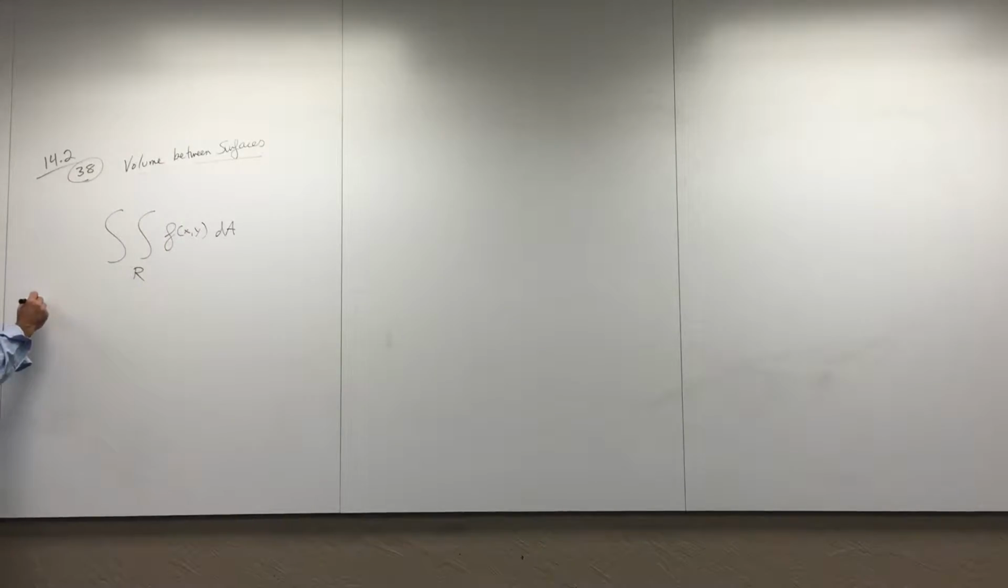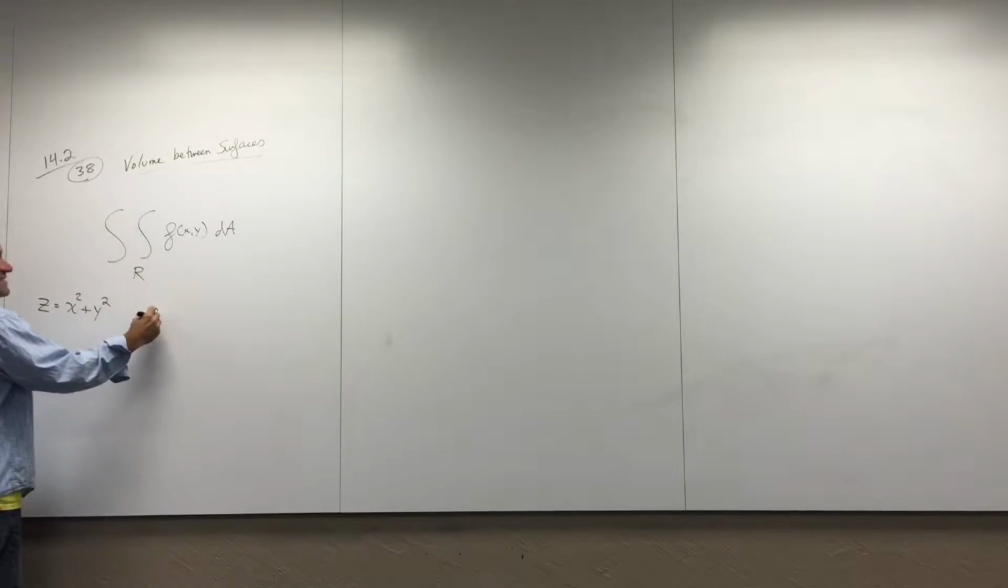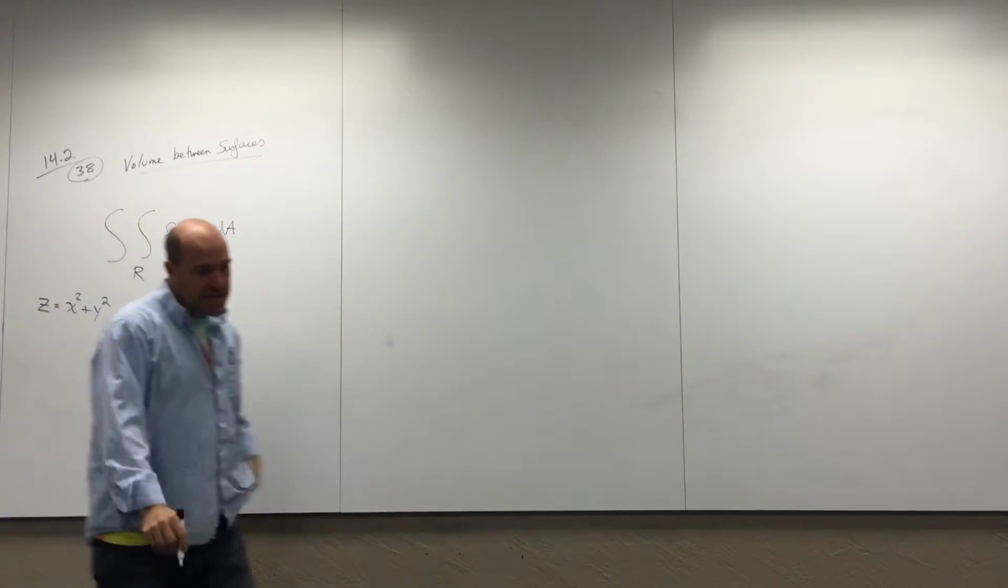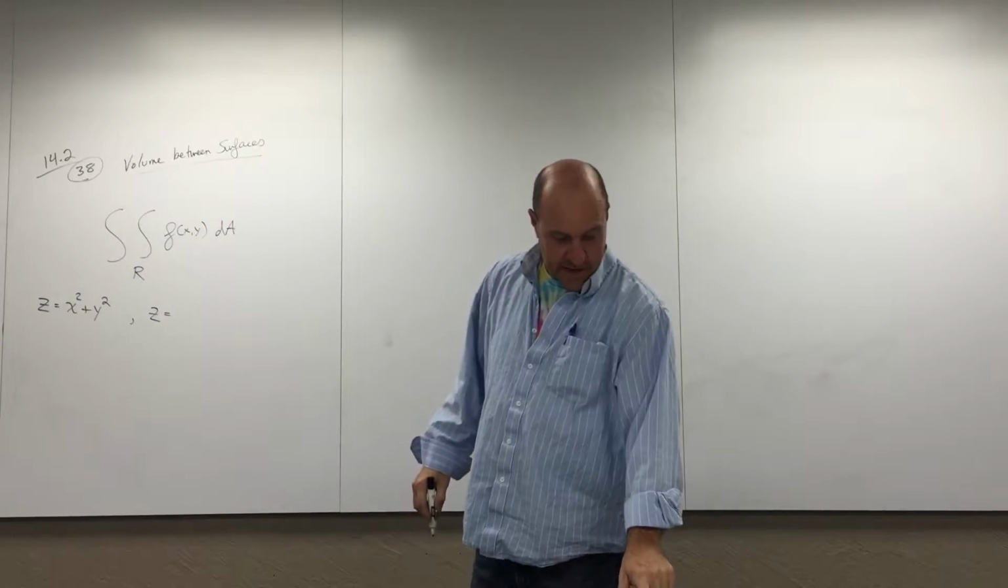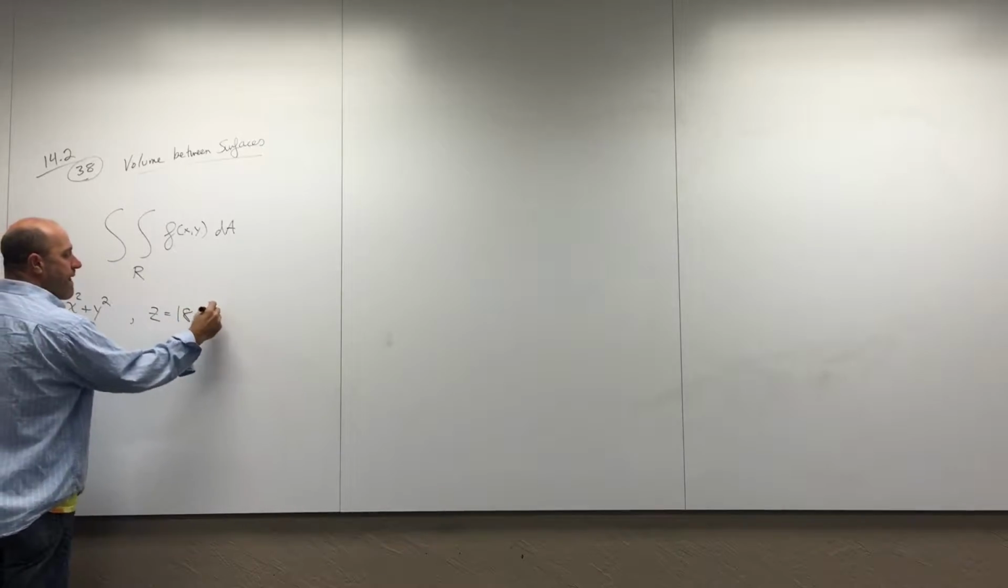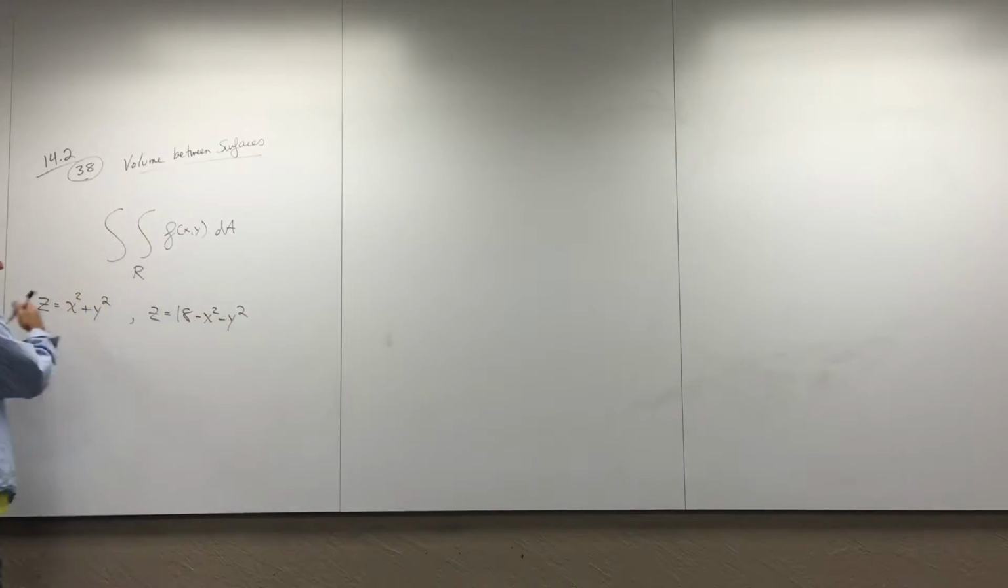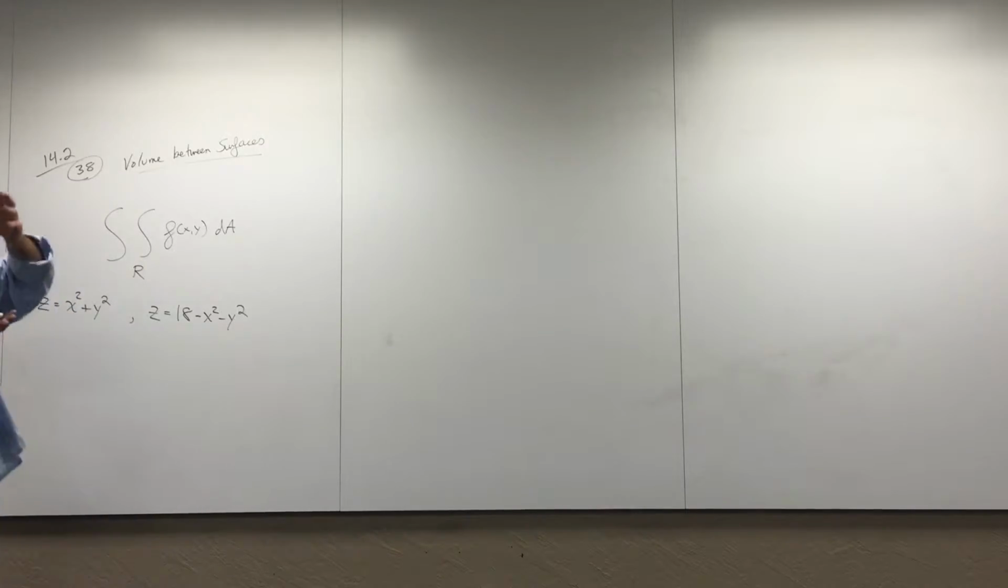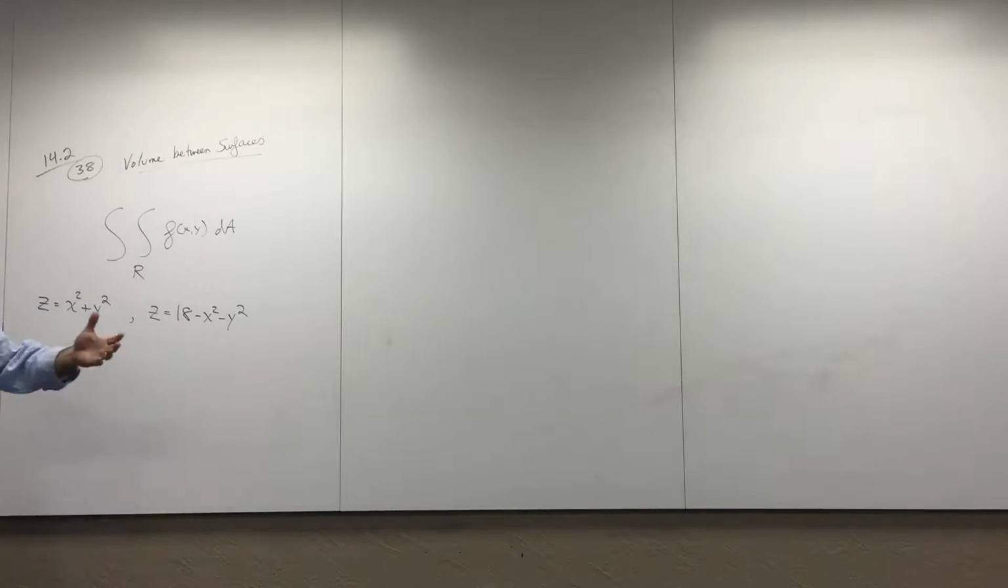By the way, for 38, the two surfaces are z equals x squared plus y squared, and z equals 18 minus x squared minus y squared. I can try to draw a picture of this for you, but that's the tough part. Drawing these 3D pictures is kind of tough. But if I'm trying to find the volume between two surfaces, I think I got an upper surface and a lower surface. Any ideas?